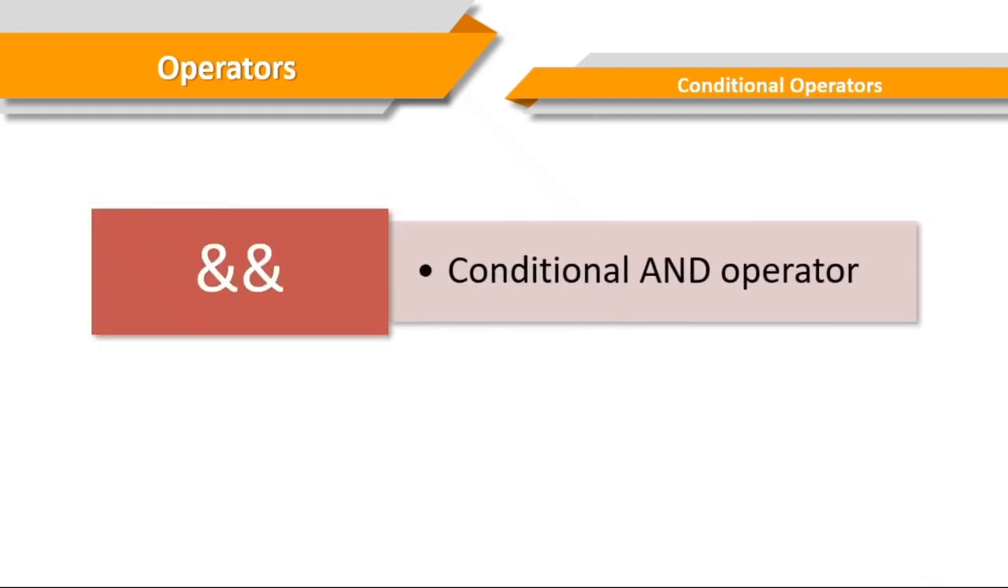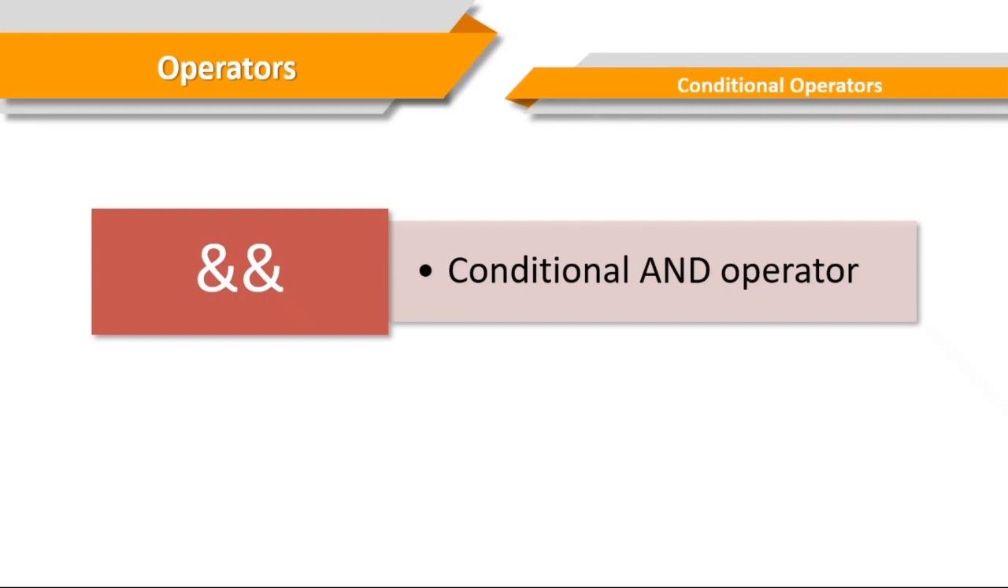So the conditional AND operator, this operator is represented by the symbol double ampersand. Right. So in this operation, the result is true if both operands are true. Now, this operator doesn't check the second condition if the first condition is false. Makes sense, right? So it only checks the second condition if the first one is true.